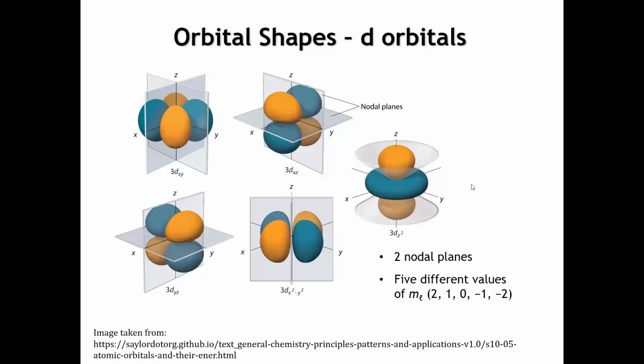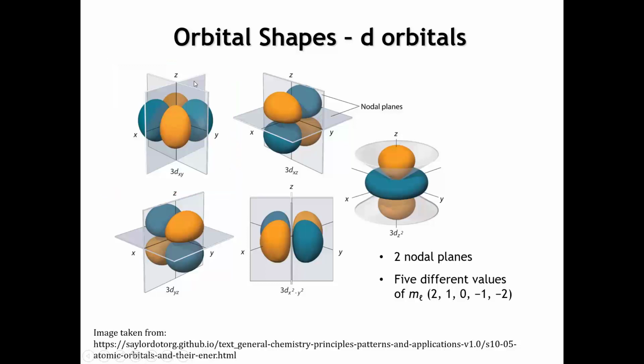If we were to go to the d orbitals, now L equals 2. So the values of m sub L are the integers between 2 and minus 2. And that means there are 5 different d orbitals. And they have now 2 nodal planes. So we can see for the orbital we're going to call the dxy orbital, you have one nodal plane in the yz plane, and we have another nodal plane in the xz plane.